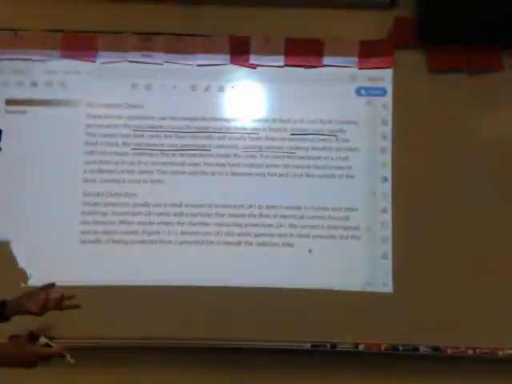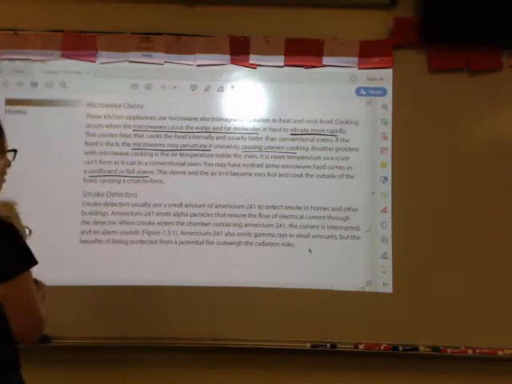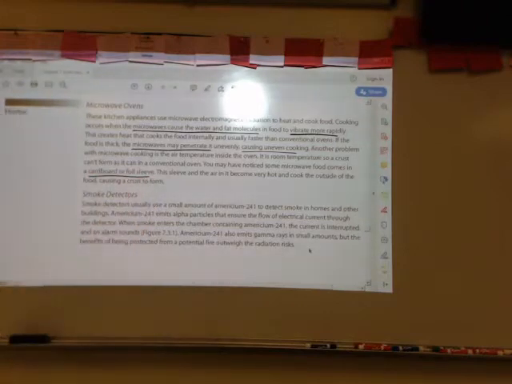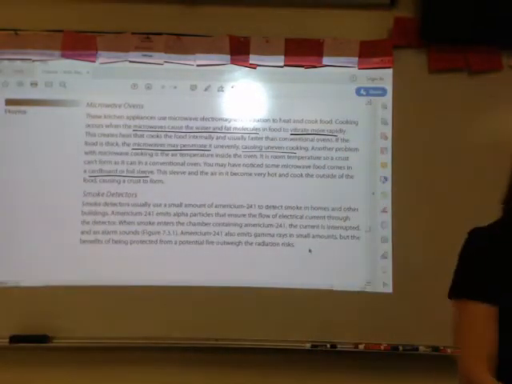And another problem with microwave cooking is the air temperature that's inside the oven. It's room temperature, so you don't get a crust forming on your food. So you may have noticed that some microwave food actually comes with a cardboard or a foil sleeve, and the air inside that sleeve gets really hot, and it has the ability to cook the outside of the food, which is how you get your crust to form.